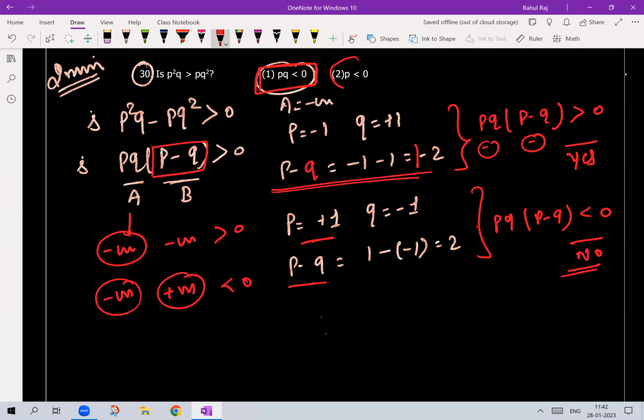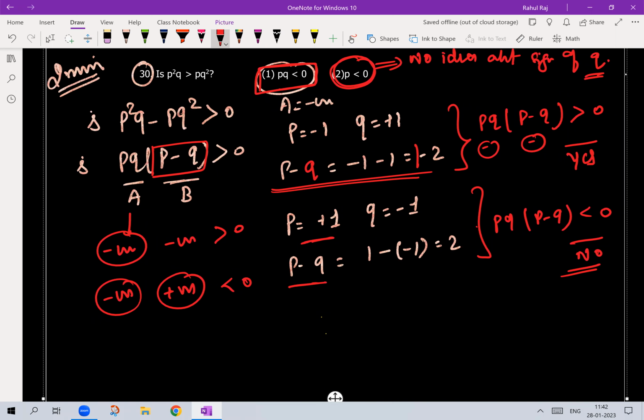Option number 2 is never ever sufficient. Why? Because I have no idea about sign of Q. Simple logic. You can 100% go and create your own plus and minus situation, positive and negative. You can create a yes and no situation. For sure, you will come. Because question is asking, is PQ into P minus Q? So I have to know the sign of Q to actually conclude even whatever happens. Just by knowing that P is negative, you can't conclude.